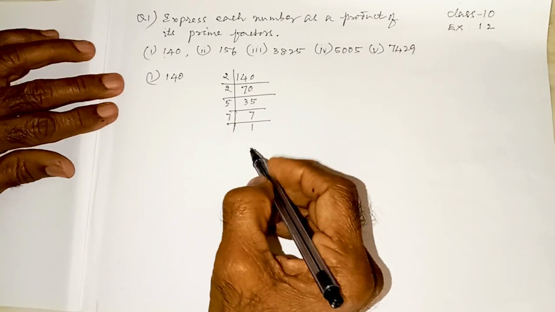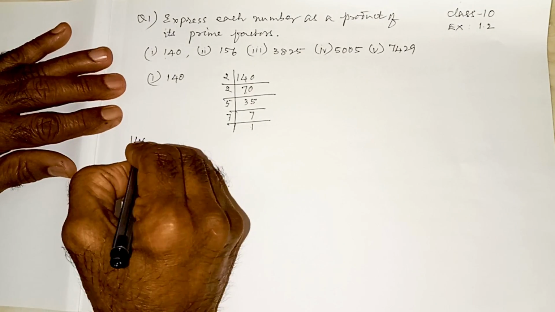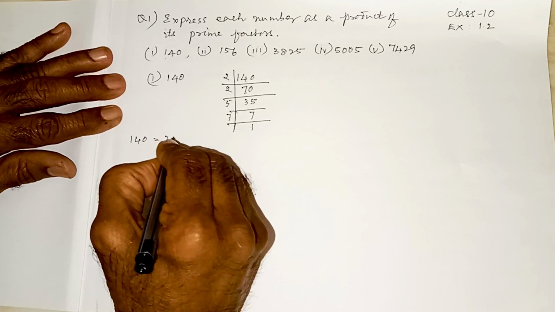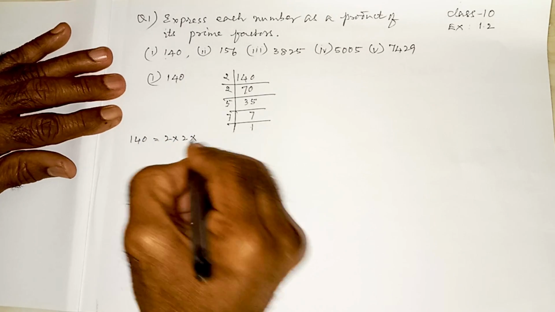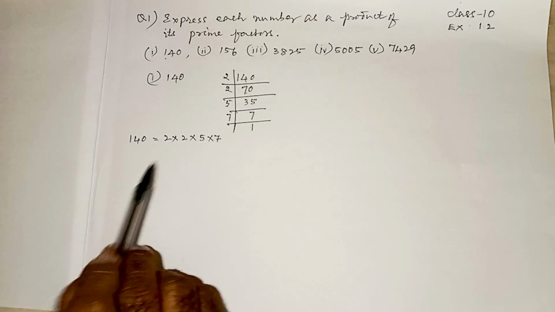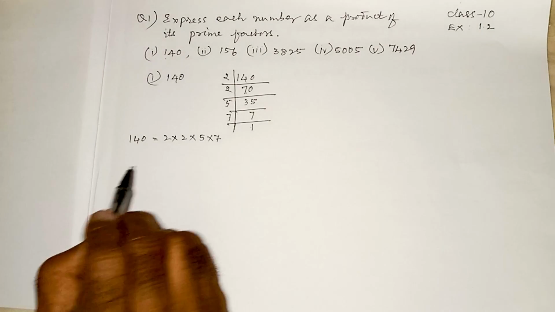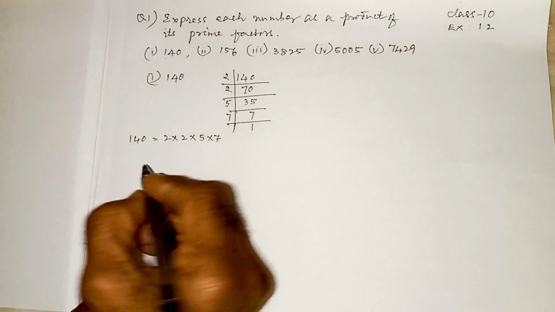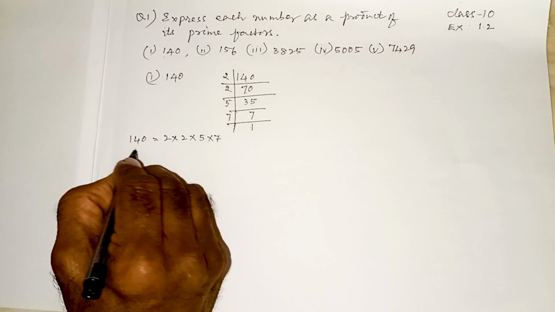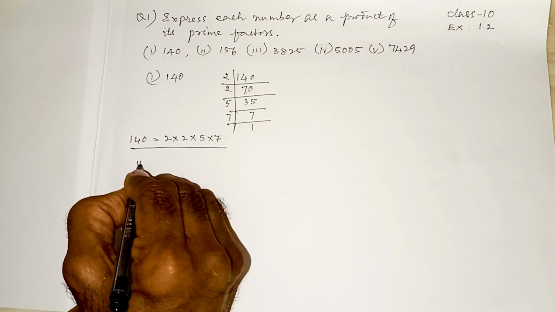Now write down the factors of 140. 2 into 2 into 5 into 7. These are the factors of 140. This is the answer. Now take the second one.